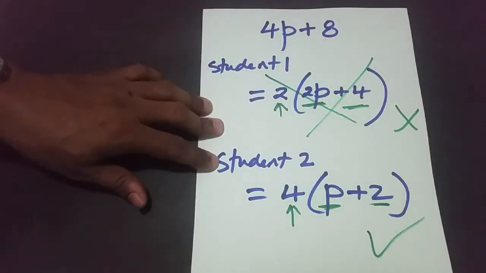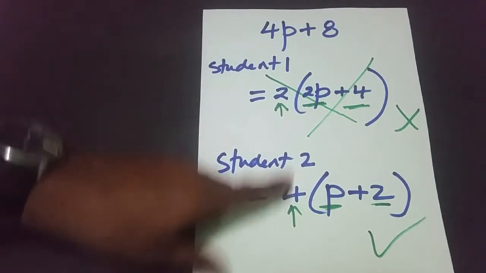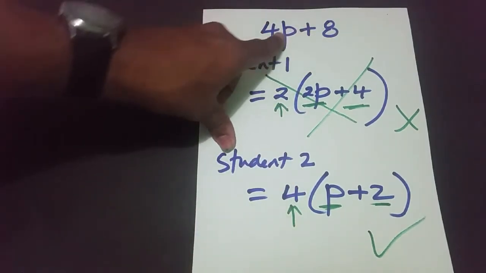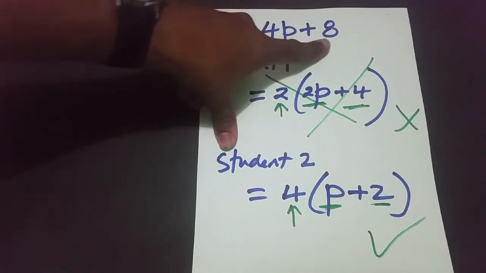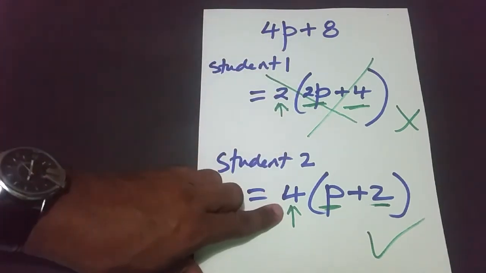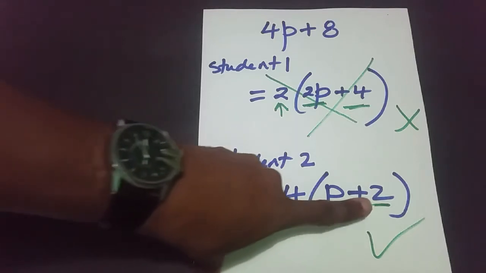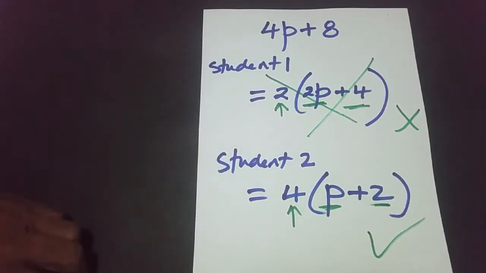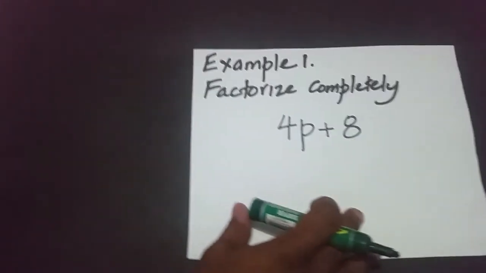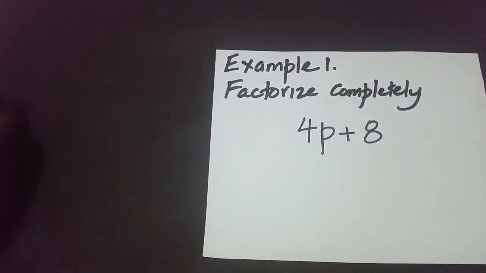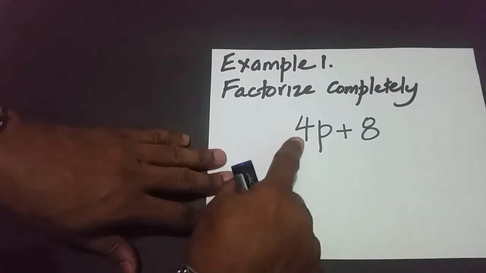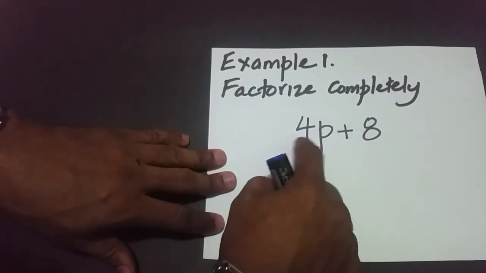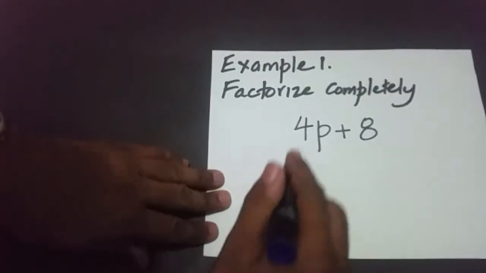To factorize completely means taking out the highest common factor of the two terms in question here, 4p and positive 8, and that would be 4. When you look inside the bracket, you realize that there's nothing further. So in other words, to factorize 4p plus 8 completely, you're looking for the highest common factor that can come out of both terms, and that would be 4.